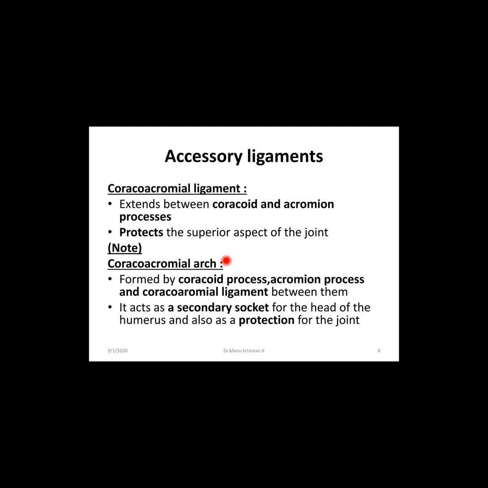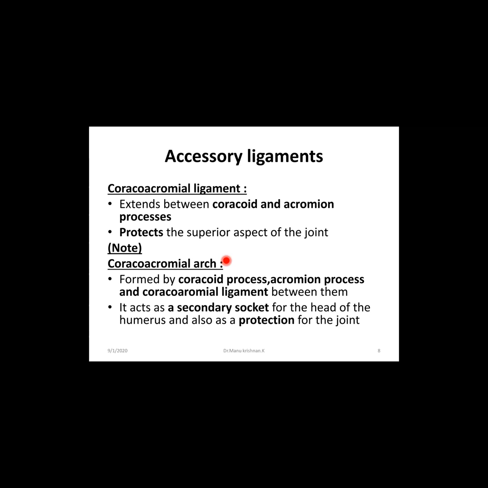And there are a few accessory ligaments for the shoulder joint. The first one is the coracoacromial ligament. As the name suggests, it extends between the coracoid process and the acromial process. It's very easy to remember. That will be shown in the further slides. The coracoacromial ligament extends between the tip of the coracoid process and the acromial process, and it gives protection to the superior aspect of the shoulder joint. And the coracoacromial arch is an important term to remember.